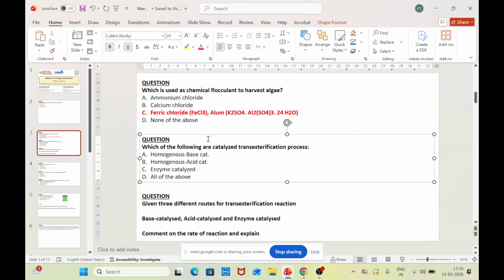Now let's come to the next question. This is something related to the transesterification process. Which of the following are catalyzed transesterification process? Or you can say, which of the following falls under the category of catalyzed transesterification process? Is it homogeneous base catalyzed, or homogeneous acid catalyzed, or enzyme catalyzed, or all of the above?